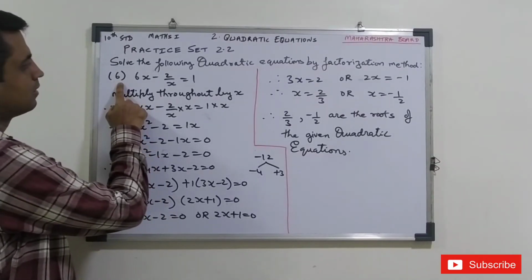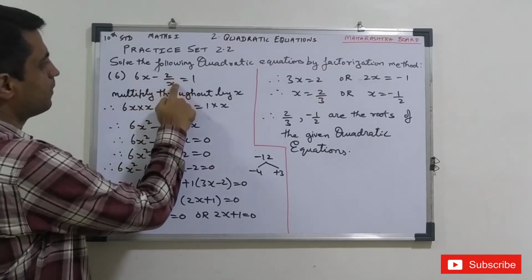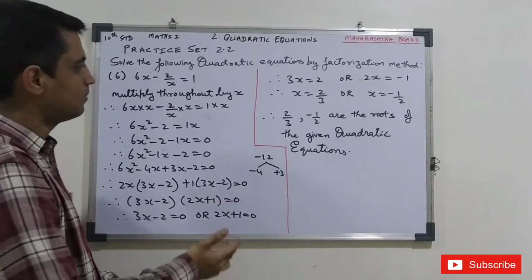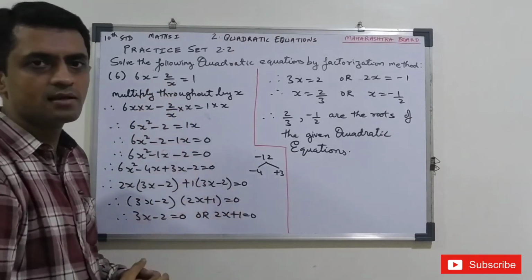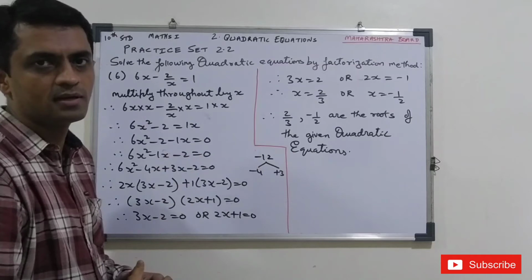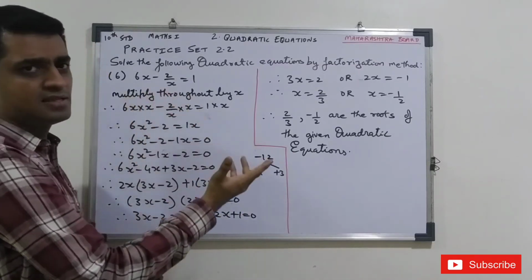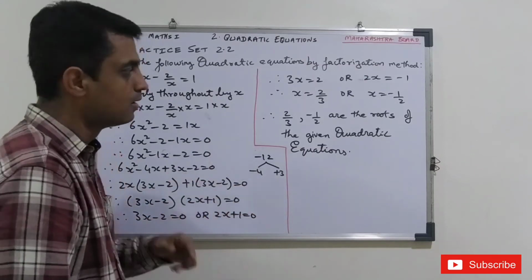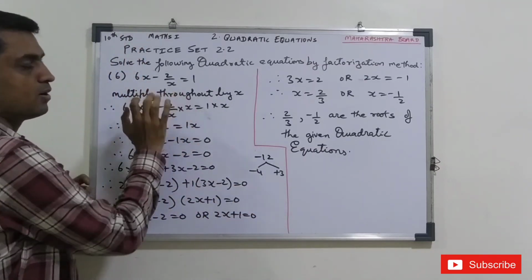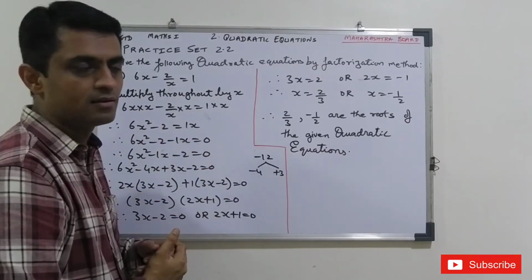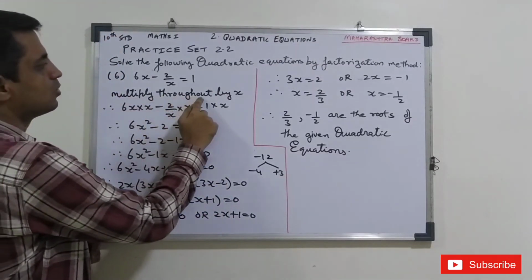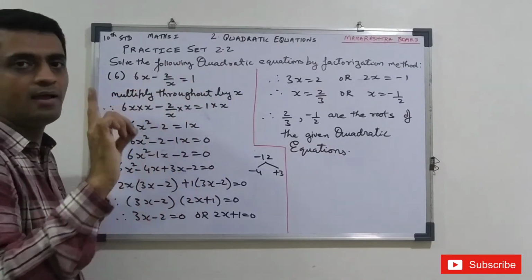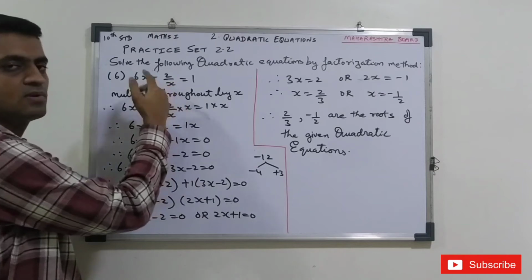Sixth sum, 6x minus 2 upon x is equal to 1. Again, the same problem, denominator x is there. In the earlier sum also 2 was there. Either you take LCM or you multiply throughout by x. Both mean one and the same. I did this multiply because that is quite easy. So multiply throughout by x. So each and every term you are multiplying by x. So automatically this x will go away.